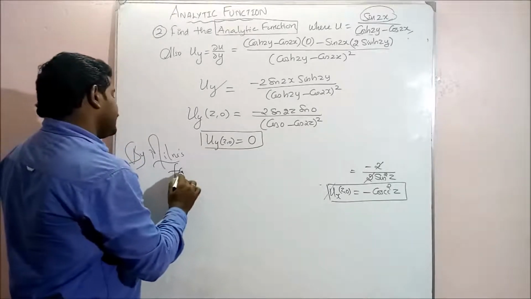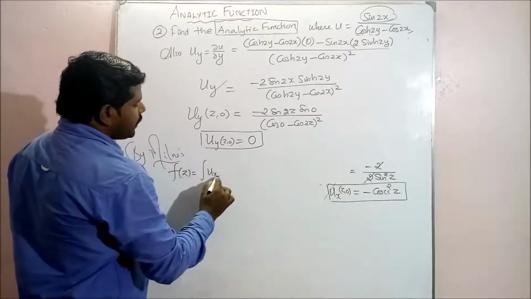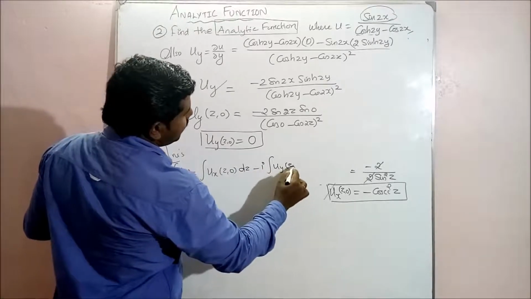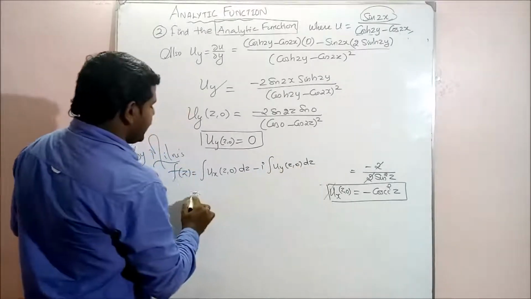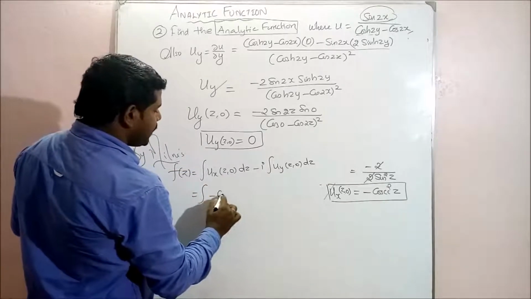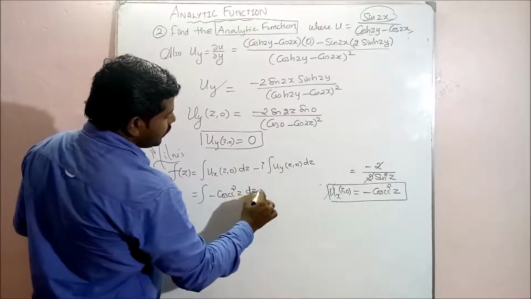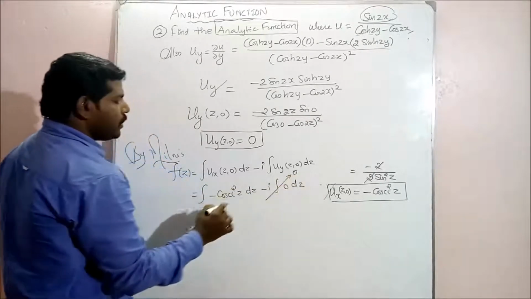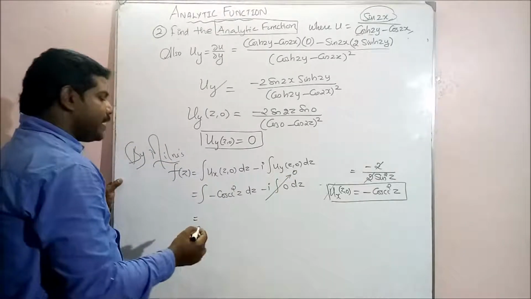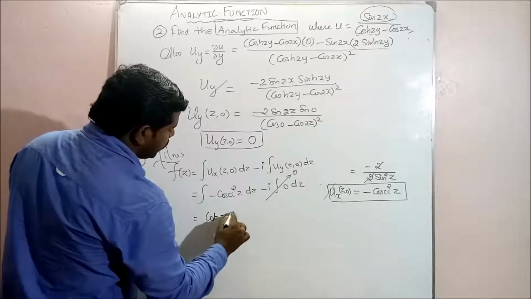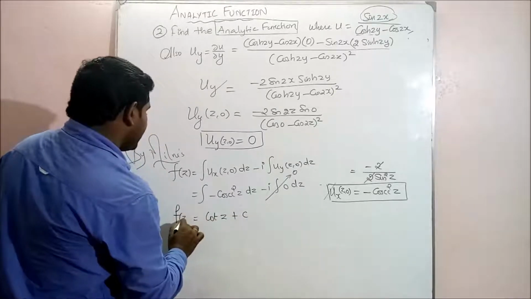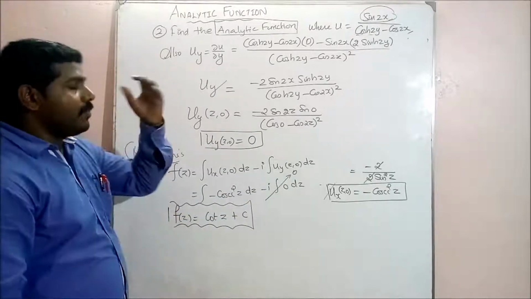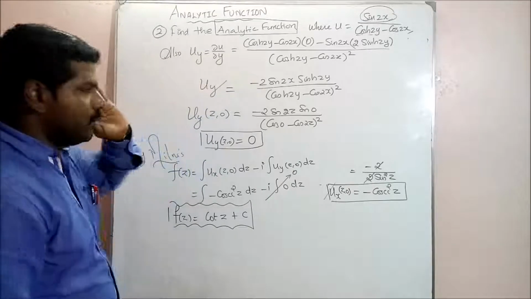By Milne-Thomson formula, f of z is equal to integral of ux of z comma 0 dz minus i into integral of uy of z comma 0 dz. That is equal to integral of minus cosecant square z dz minus i into 0 into dz. So this term is automatically gone. The integration of minus cosecant square is cot z plus the integral constant c. So f of z equal to cot z plus c, which is the required analytic function for the corresponding function u. Please keep this in mind.